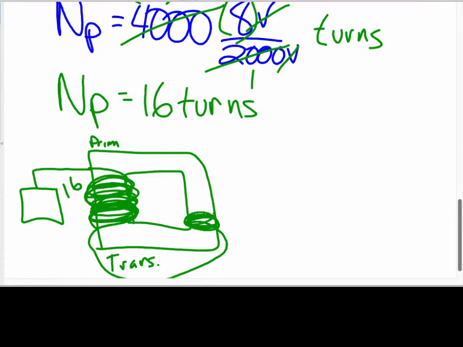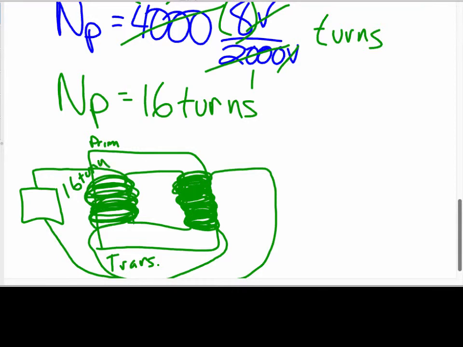I'm not going to count every turn, but it's 4,000 turns. Then that comes back around to here, or somehow it closes the circuit. With 16 turns, I have 8 volts on this end. And because I have 4,000 turns here, on the secondary, this gives me 2,000 volts.